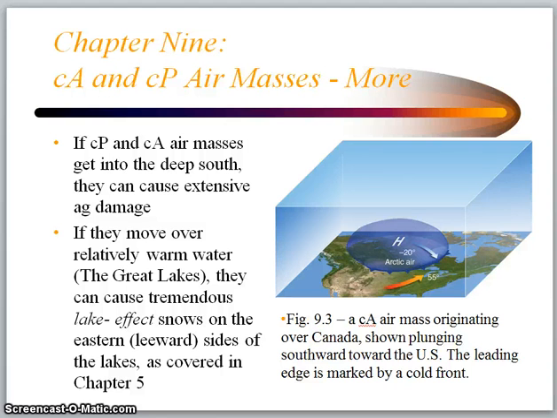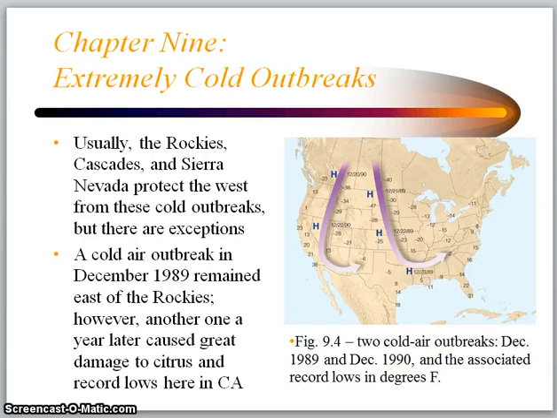What do you think? Now, if continental polar and continental Arctic air masses get into the deep southern United States, or even here in the West, they can cause extensive agricultural damage, as you can imagine. We had that cold snap here in January, which put in peril the citrus crop here in the Central Valley. If they move over relatively warm water, meaning the Great Lakes, they can cause those tremendous lake effect snows on the leeward side of the lakes that we covered way back in Chapter 5. Now, ordinarily, with these extremely cold outbreaks, the Rockies, the Cascades, and the Sierra Nevada tend to protect that bitterly cold air from reaching California and the western states, but there are exceptions.